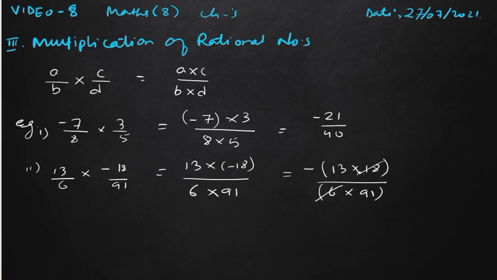Obviously we can cancel the 6 and 18, since 6 times 3 is 18. And if we see 13 and 91, 13 times 7 is 91. So the result is 3 into 1 over 1 into 7, this will be minus 3 by 7. So this is in the simplest form. After multiplication, try to bring the fraction into the simplest form. Then you can see the properties on page number 17.